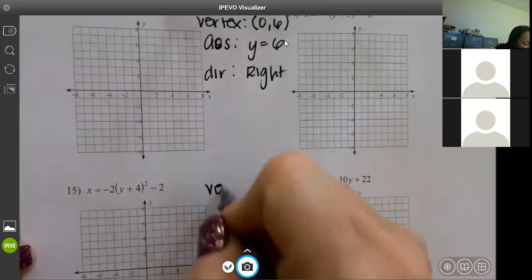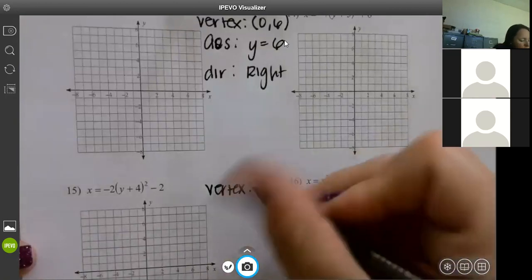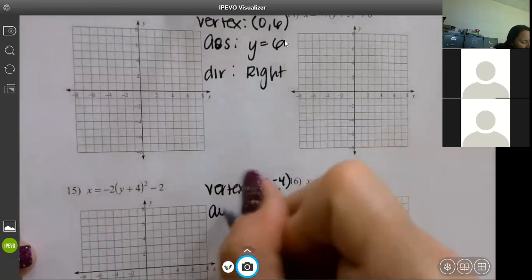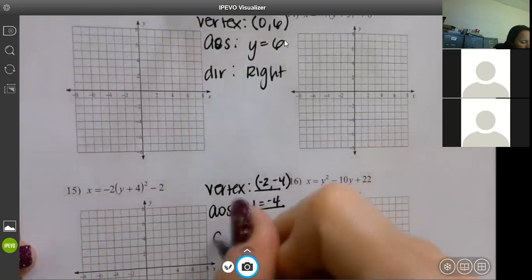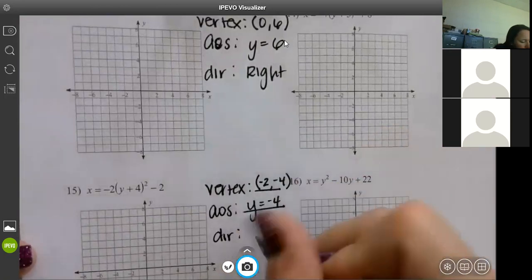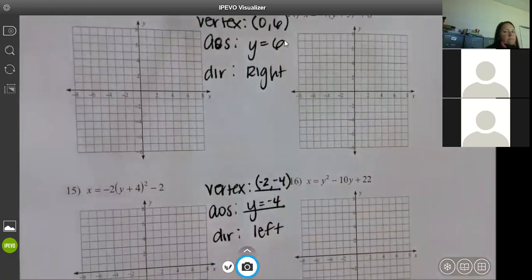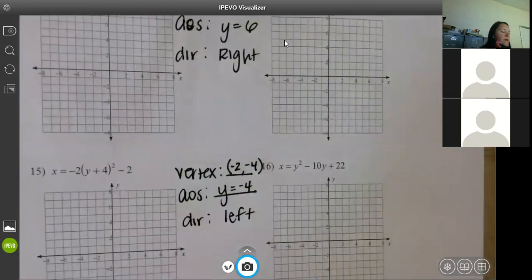Drop down to number 15. What's your vertex? -2, -4. Axis of symmetry. Y equals -4. And your direction. Left. Why is it left? -2. That's it. All right.